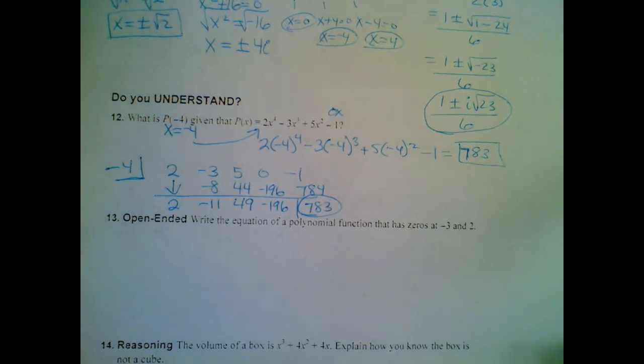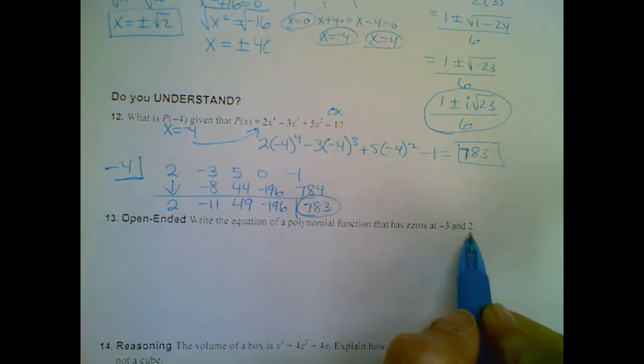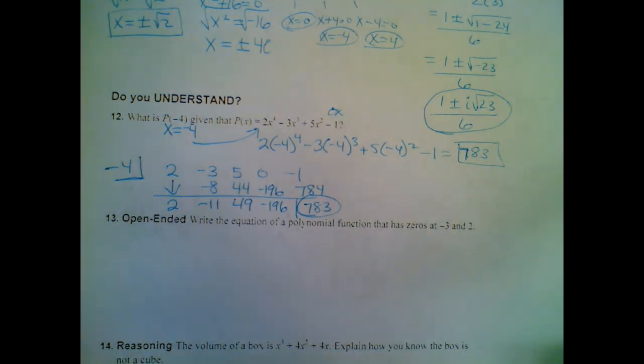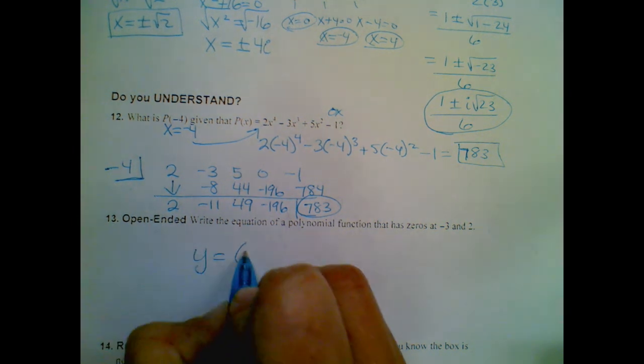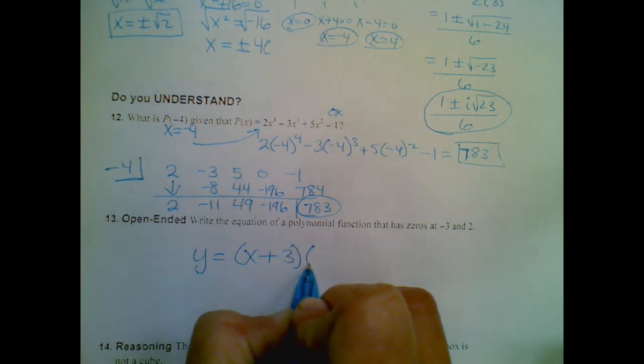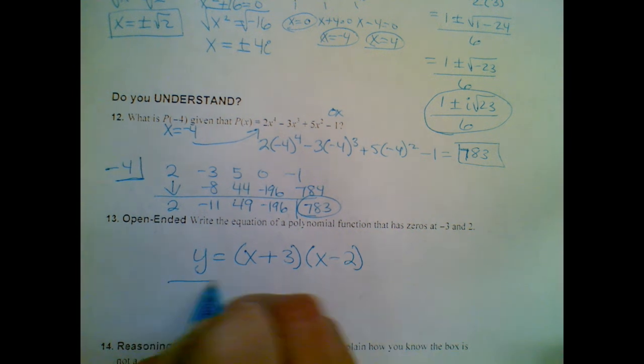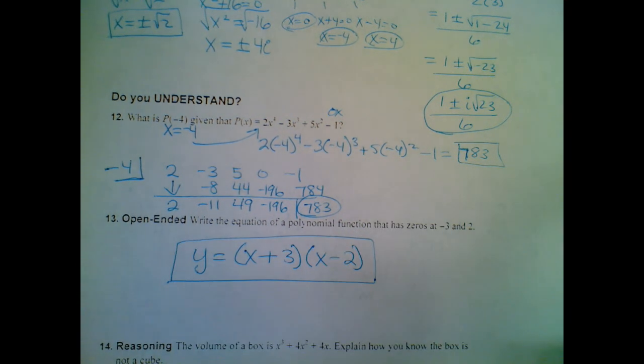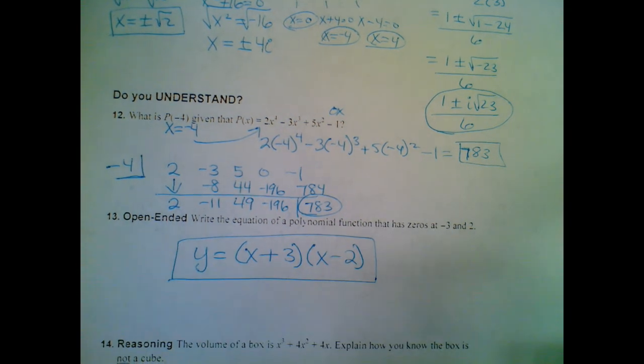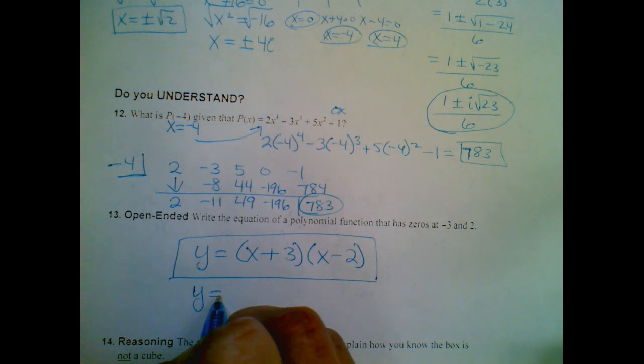Alrighty, the next problem, it wants you to write the equation. These are the two solutions. So make sure if we're working our way backwards, we're just plugging in the opposite. So we have y equals x, and then we put in +3, and then -2. I will accept just leaving it in factored form. If you want to put it in standard form, I would accept that answer also.